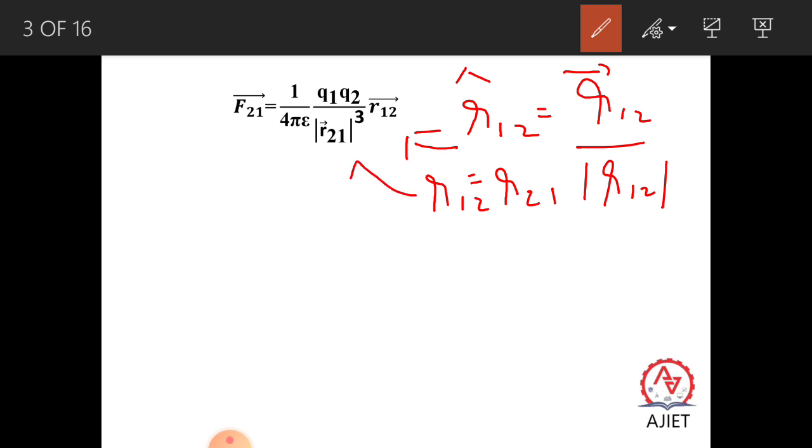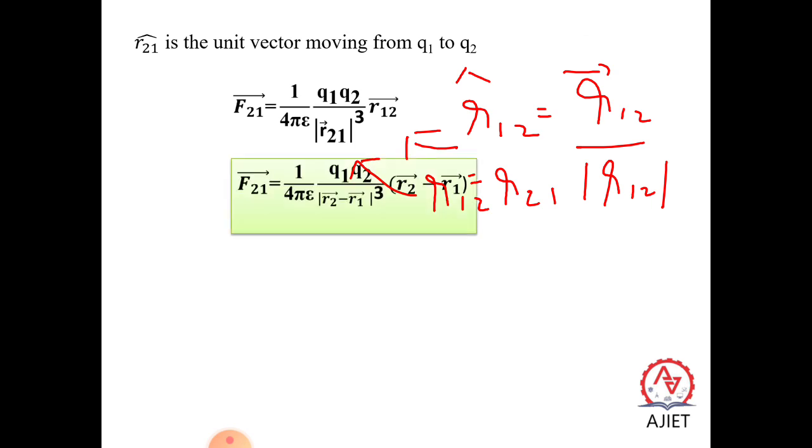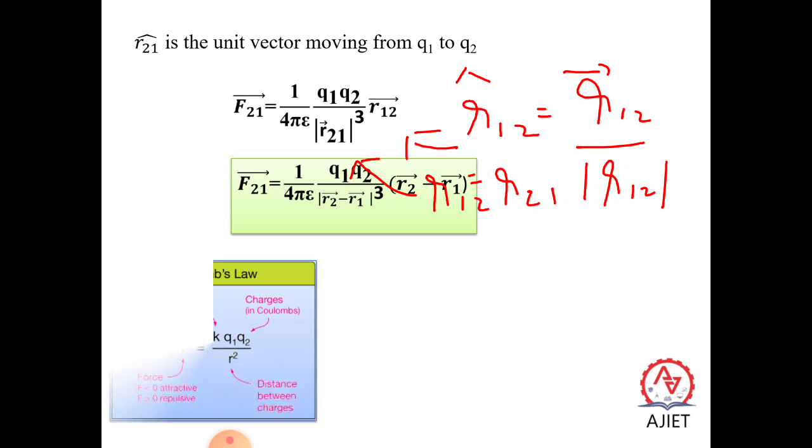So instead of writing this one as R12, we can write it as R21 also. So R21 square into R21 gives you R21 cube. So it can be written as 1 by 4 pi epsilon q1 q2 by |r2 minus r1| cube times (r2 minus r1). The unit vector, as I told earlier, can be written as r2 minus r1. So finally, Coulomb's law in vector form can be written as F21 is equal to 1 by 4 pi epsilon q1 q2 by |r2 minus r1| cube times (r2 minus r1) vector.